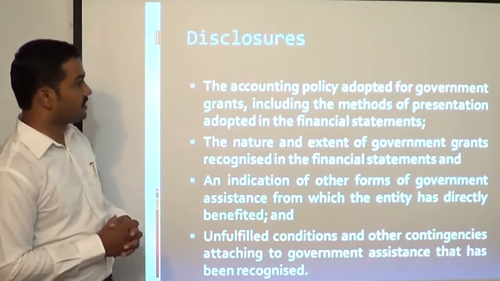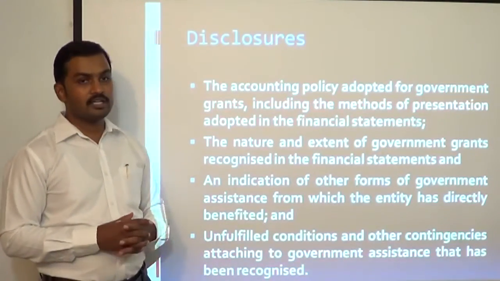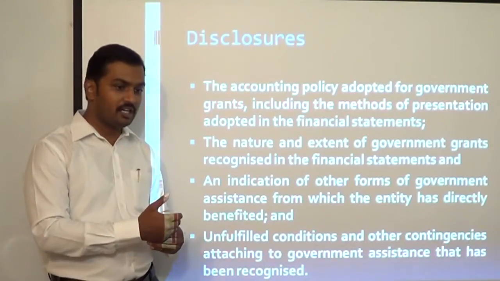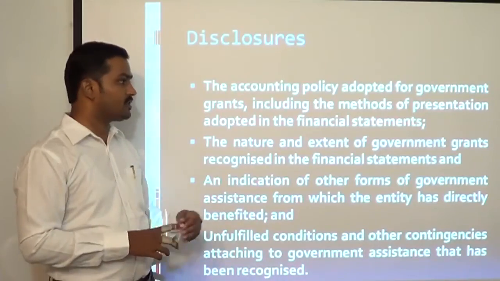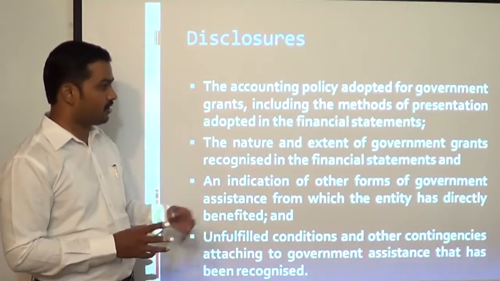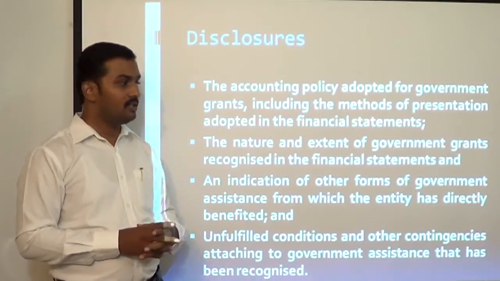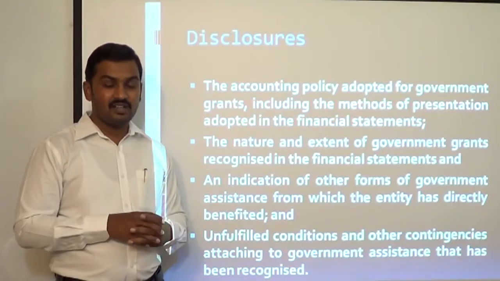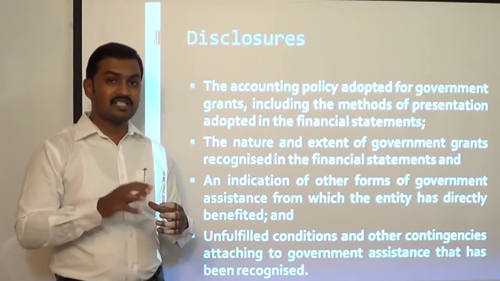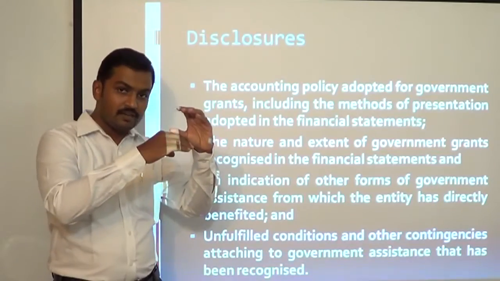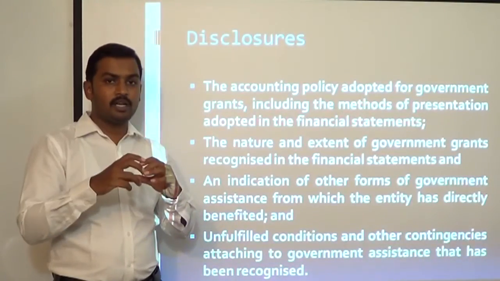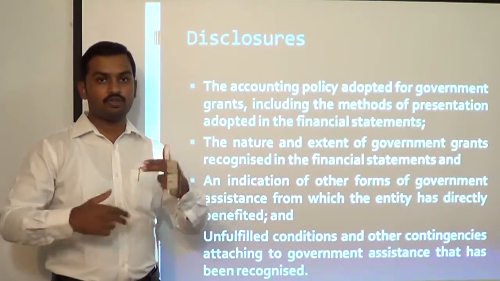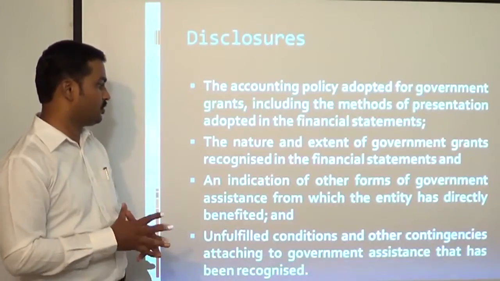Now let us see the disclosures. The accounting policy adopted for government grants. So what is the accounting policy you are adopting for government grant? Whether you are setting it up as a deferred income, what are you doing? You have to describe that accounting policy, including the methods of presentation adopted in the financial statements. See, there can be various methods of presentation. We discussed in our earlier lectures. When you receive a grant with respect to revenue expenditure, then in such cases, expenditure minus government grant, net amount you can show in your P&L account, or expenses gross amount, grant gross amount can be recognized in P&L account. So which method of presentation you are following, you have to disclose in your notes to account.